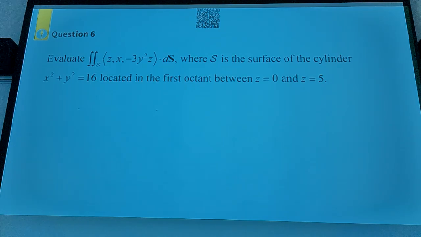Outward flux of z, x, negative 3y squared z, across the surface of the cylinder x squared plus y squared equals 16, located in the first octant, between z equals 0 and z equals 5. Recall, I actually do a cylinder in the video.